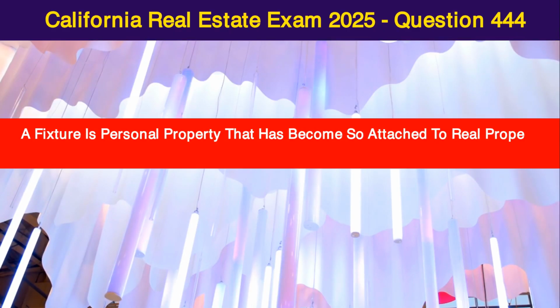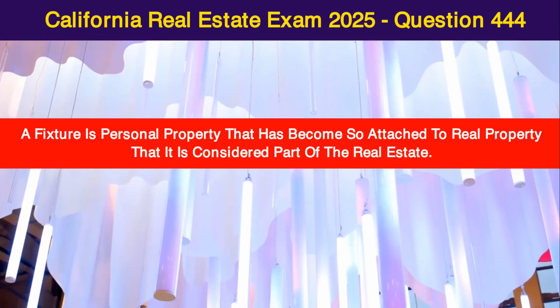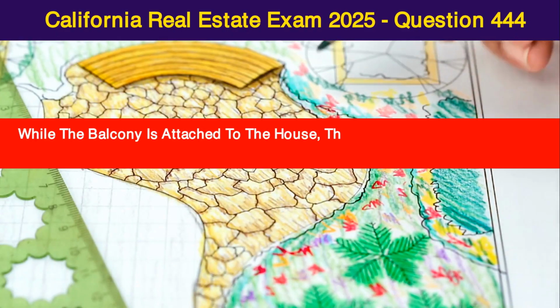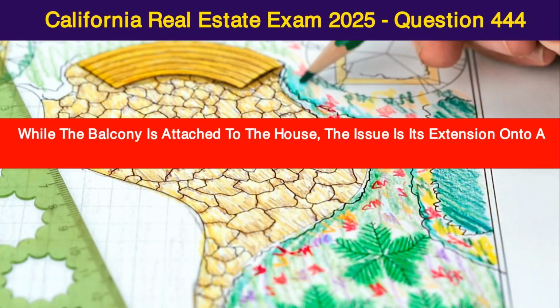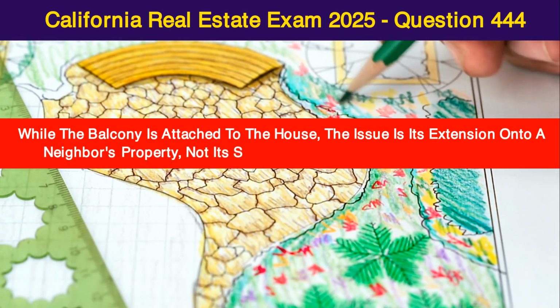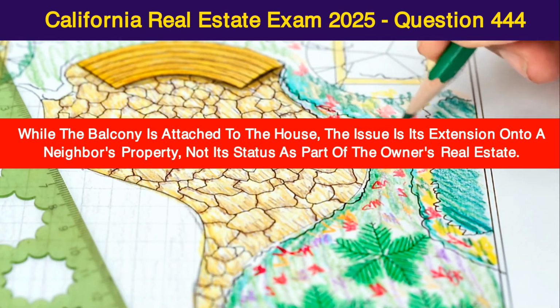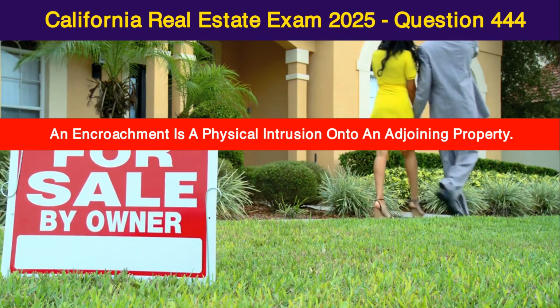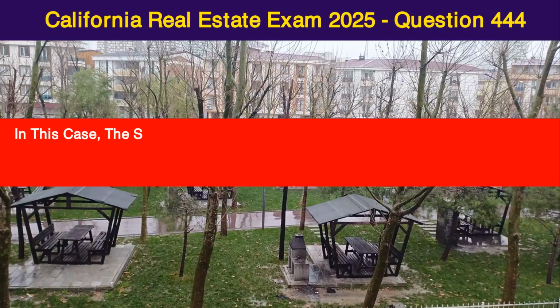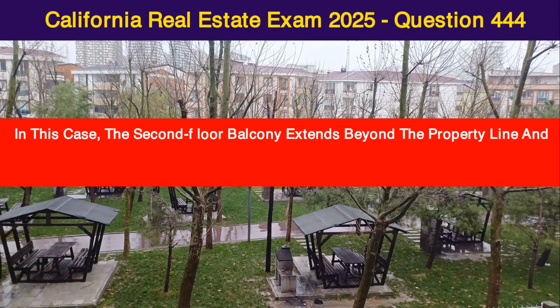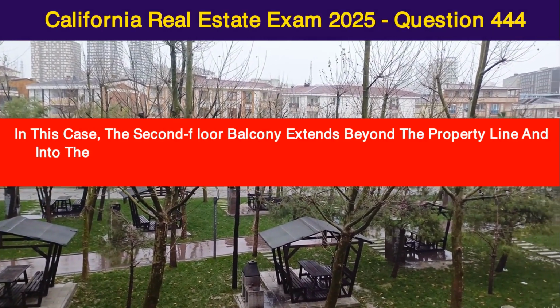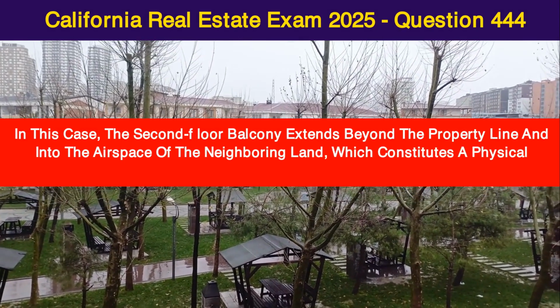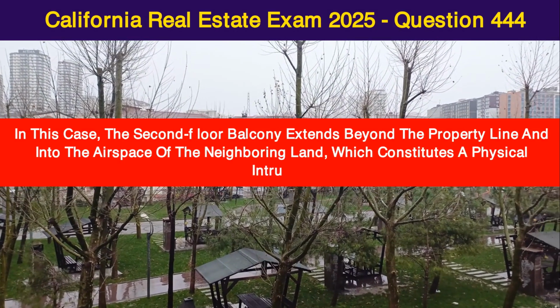A fixture is personal property that has become so attached to real property that it is considered part of the real estate. While the balcony is attached to the house, the issue is its extension onto a neighbor's property, not its status as part of the owner's real estate. An encroachment is a physical intrusion onto an adjoining property. In this case, the second-floor balcony extends beyond the property line and into the airspace of the neighboring land, which constitutes a physical intrusion.